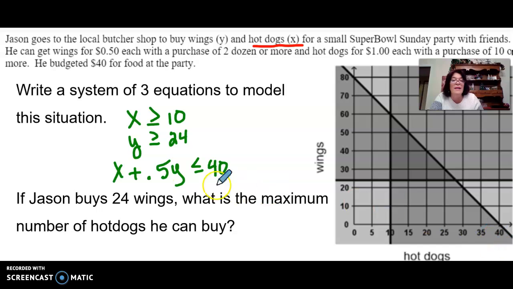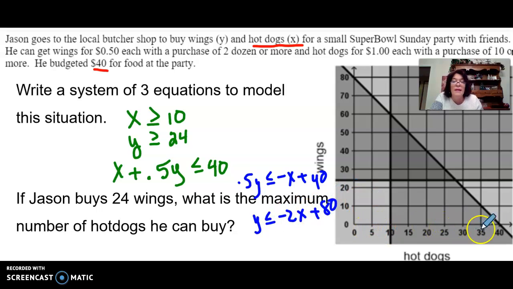And then the money is, it's $1 per hot dog, 1 times X, plus 50 cents per wing. And I can't go over 40 bucks. That's all I have for the party. Okay. If I rearrange this, I have 0.5y is less than or equal to negative x plus 40. Divide by 0.5, you get y is less than or equal to negative 2x plus 80. Now notice my x is going by 5s. My y's are going by 10s.